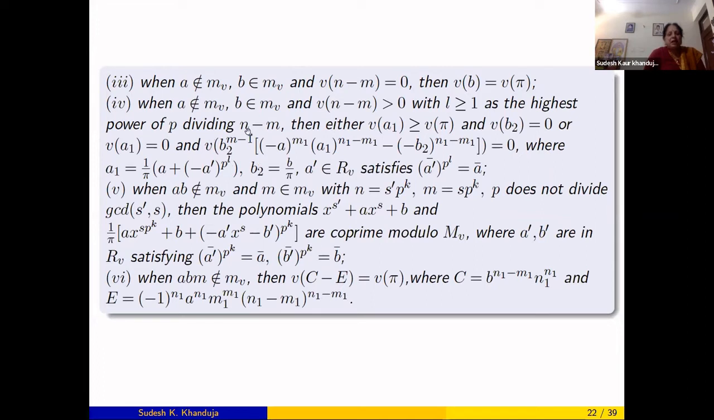And then there is one case which did not exist before, when a, b, m does not belong to MV, meaning p divides neither a nor b nor m. Then V(C minus E) equals V(pi), where C and E, as I showed before, are the intermediate terms in the expression for the discriminant of f(x).